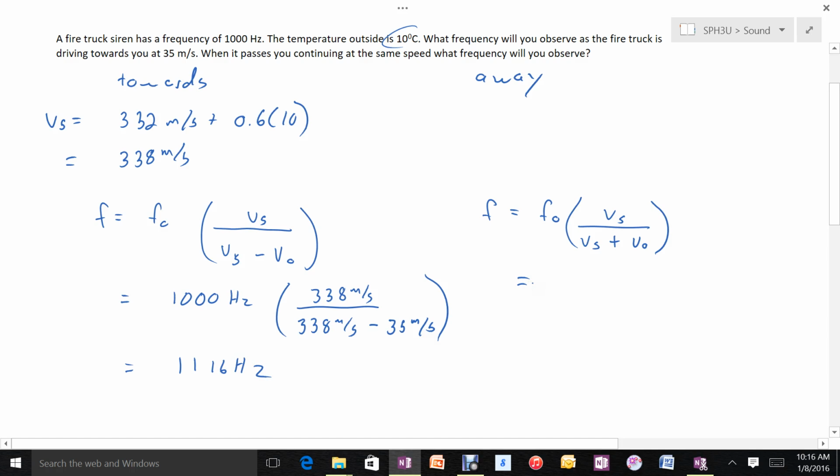Now when it's moving away, I get 906.2 hertz. So I'll just show the substitution of the variables here. So that is how much that frequency is shifted if the object is moving towards or away from you.